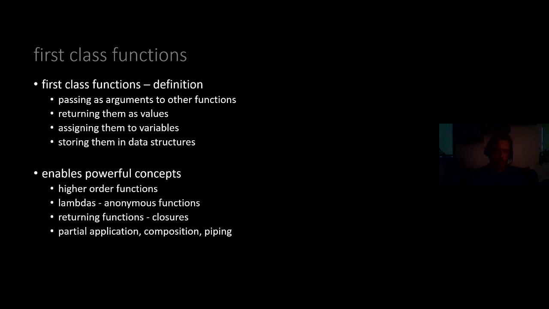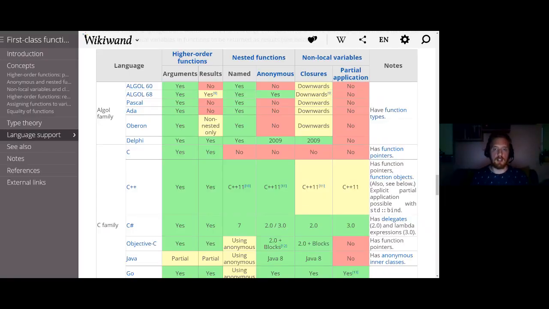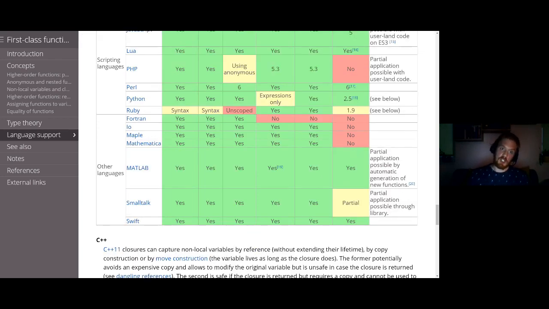And this enables very powerful concepts like higher order functions, lambdas, closures, partial application, composing, piping, many things. If you notice, this is about first-class functions. Another article here mentions a list of languages that support first-class functions. Unfortunately, LabVIEW is not on this list. And before you say VI server, yes, I know VI server, but that is by reference, and that is a very different thing. So LabVIEW is not here, unfortunately.